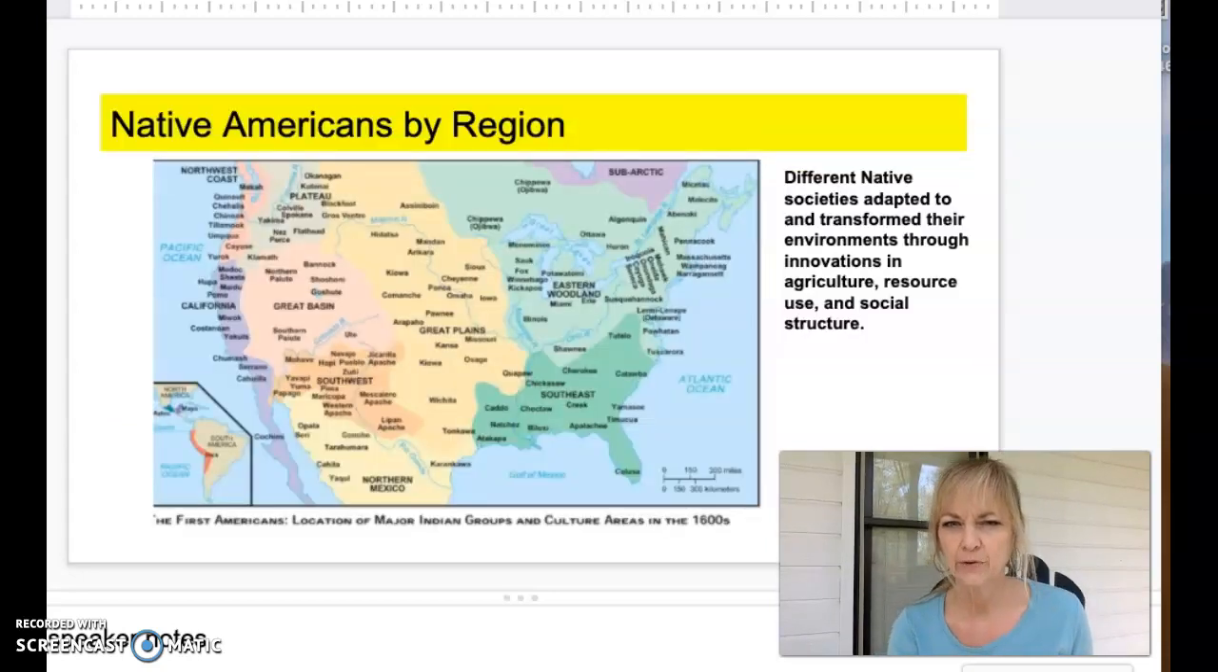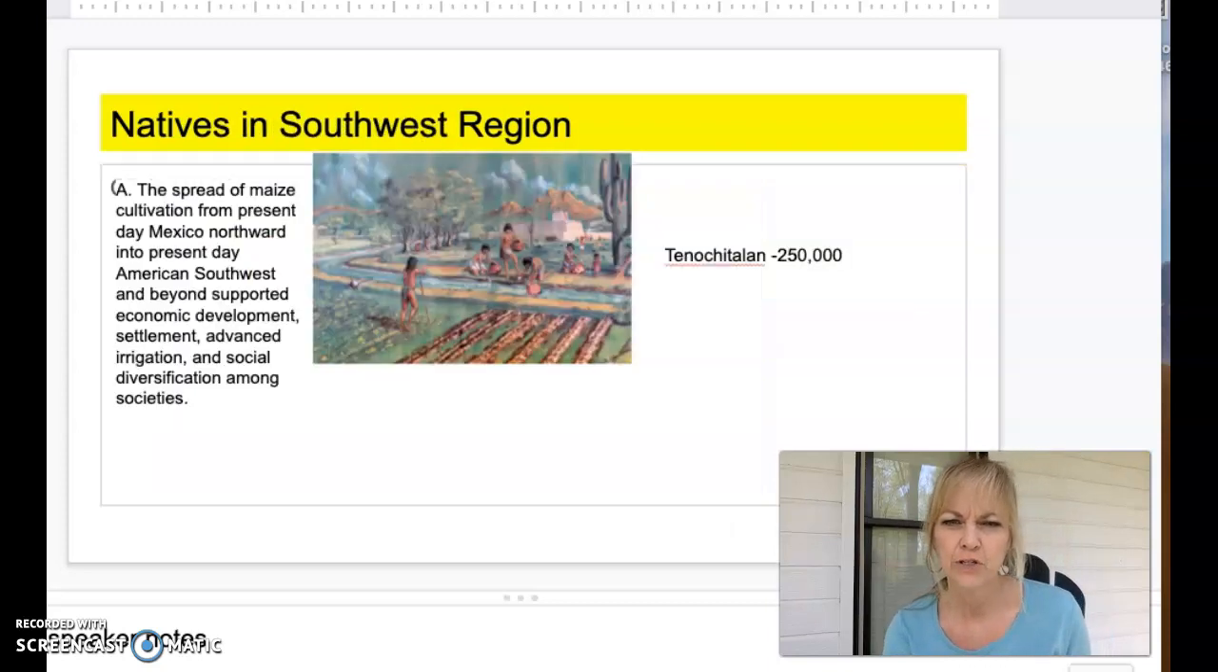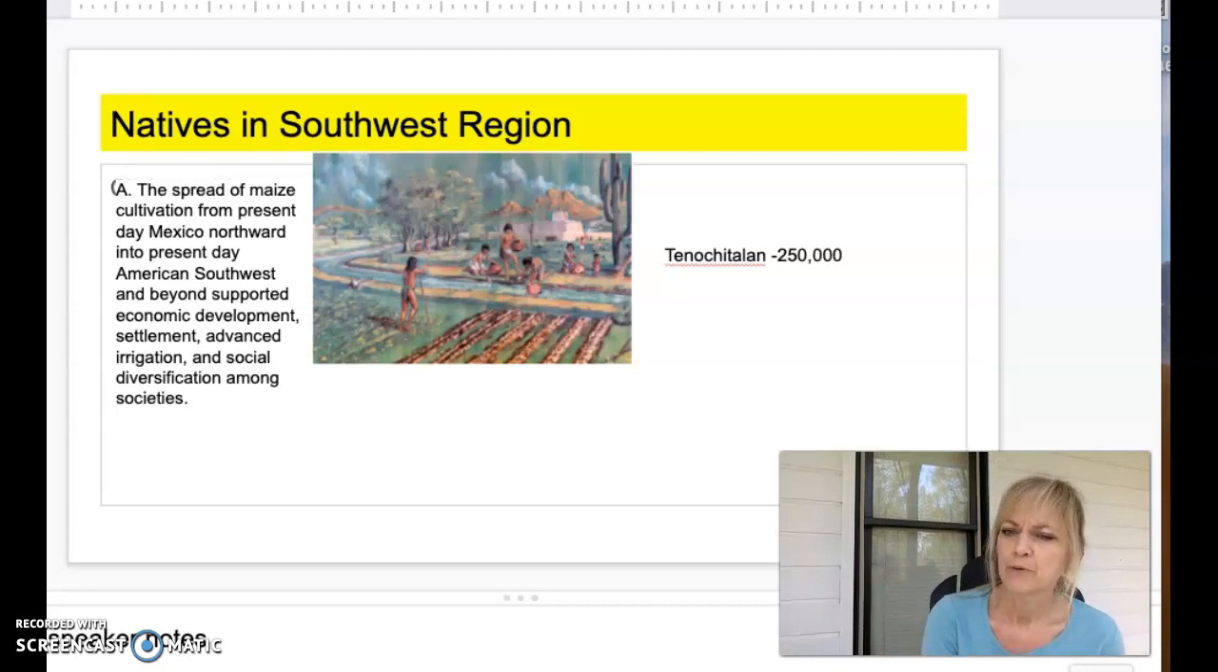Okay, so real quickly, the one thing you probably need to know from time period 1 is just maybe the different regions and what type of Native Americans lived there and how they adapted to their environments. So the first region is the Southwest region. And I'm sure you remember from world history, the great city there, which is present day Mexico City, that had almost 250,000 residents. Corn was their main crop, and they practiced settled agriculture there. They had advanced irrigation systems and a lot of social diversification among their societies.